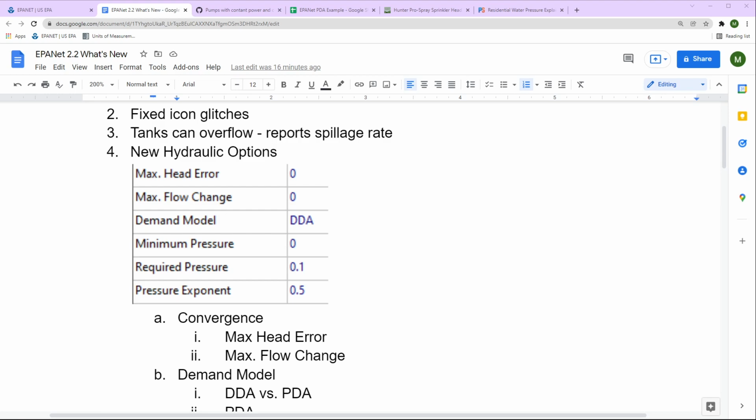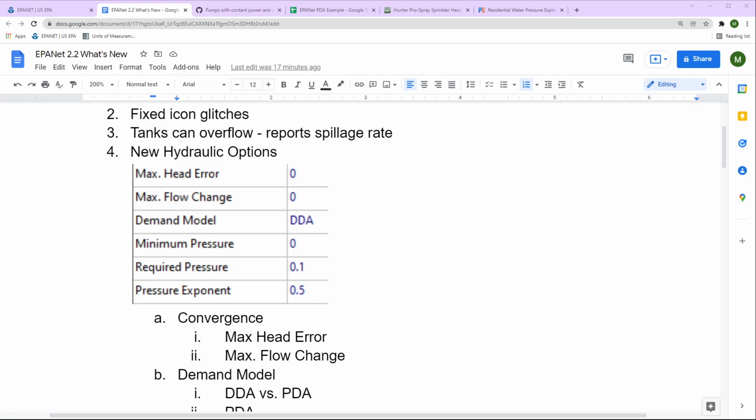Is max head error, max flow change. So these are additional convergence criteria in addition to the accuracy parameter. The accuracy parameter is how EPANet 2 decided if each iteration was solved sufficiently, that the sparse matrix solution was sufficiently converged to move on to the next time step.